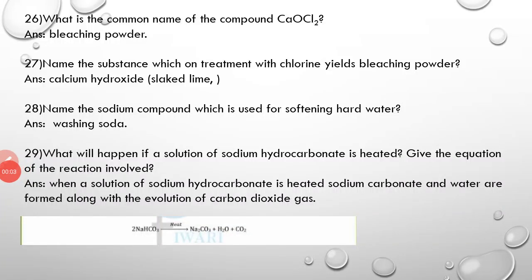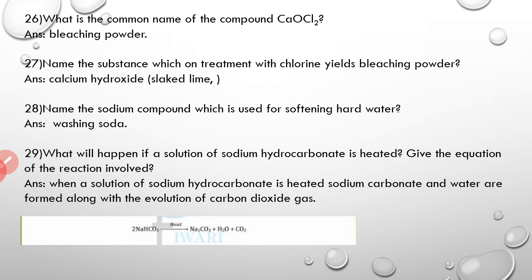Dear students, in the previous class we discussed salts, their pH value, and the importance of common salt. In today's class, let's discuss the question answers regarding acid base salts part 3, that is about salts.